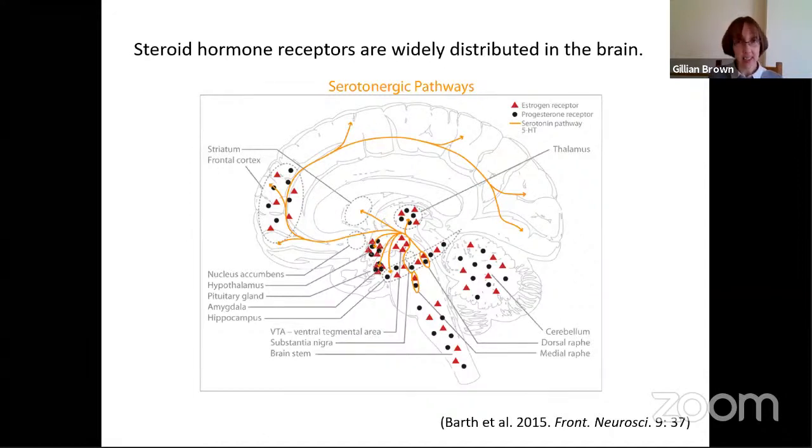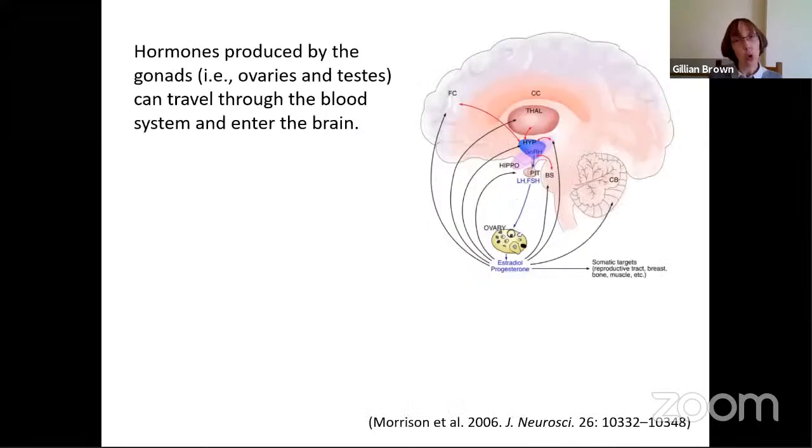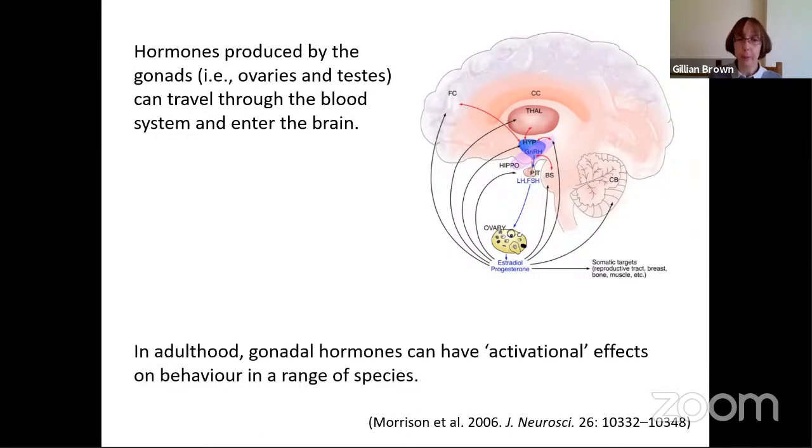So there is some synthesis of steroid hormones locally within brain tissue, but it's also the case that hormones produced in the gonads at the other end of the body, so the testes and the ovaries, can enter the bloodstream and get circulated throughout the body, including up into the brain tissue, and they can cross that blood-brain barrier and diffuse locally within neural tissue. So hormones produced at one end of the body can potentially be having an impact on cellular functions, gene expression at the other end of the body in the brain.